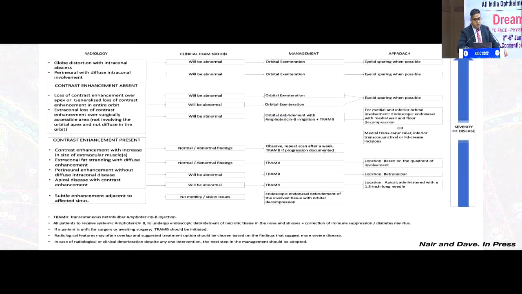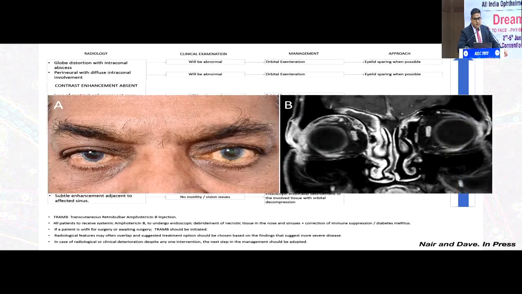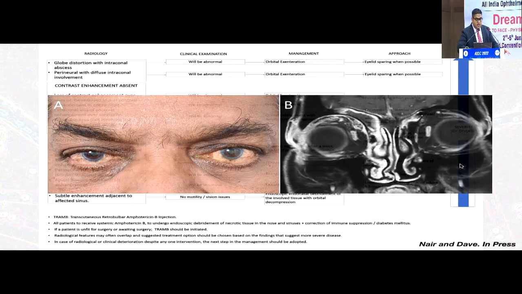The next would be in cases where you see clear contrast enhancement with an increase in size of the muscle adjacent to the sinus. So again here there is very minimal orbital disease. There is contrast enhancement and increase in size of the muscle. The frontal sinus here is more involved, so therefore you can go in and give orbital retrobulbar amphotericin B here.